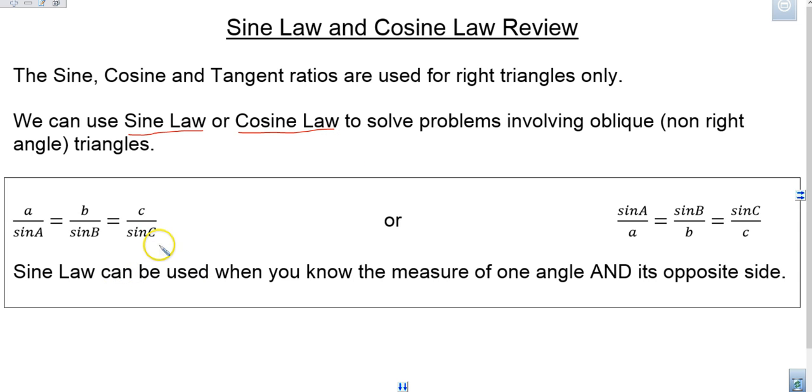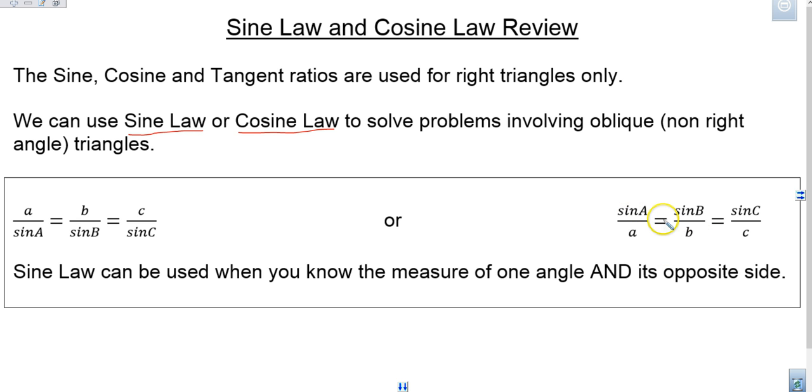There are two forms of the sine law, here and here. Now, the way each of them works is that we have a side. Sides are given lowercase letters, so lowercase a, b, and c. Each of these sides is divided by the sine of the same letter, in this case capital A. Those are the opposite angles. So a is divided by the sine of the opposite angle, b divided by the sine of the opposite angle, and same thing for c.